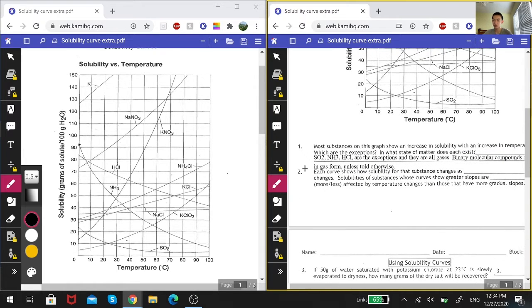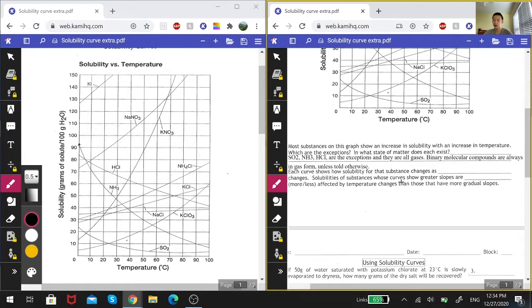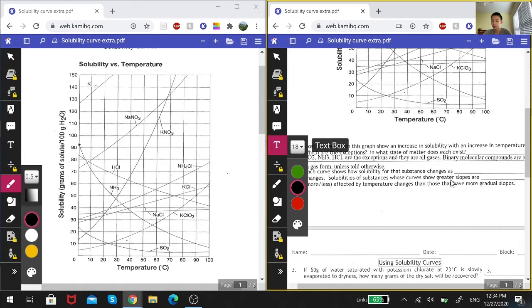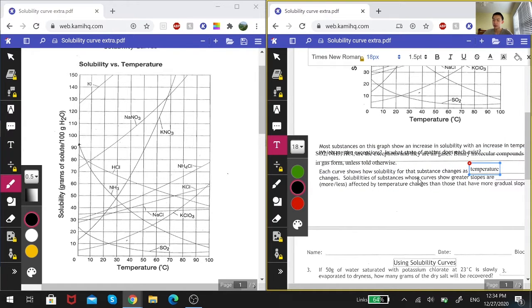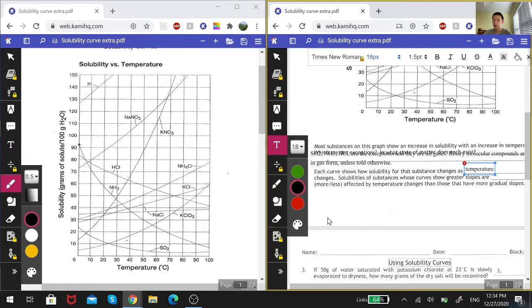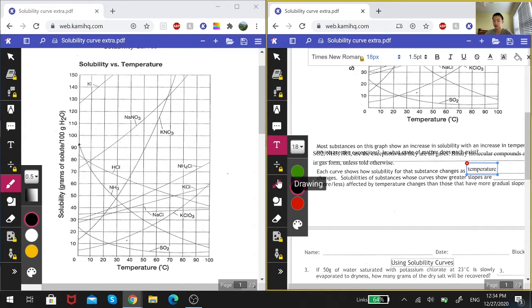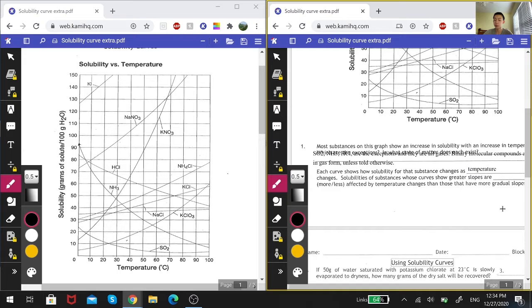Now each curve shows how the solubility for that substance changes as temperature changes. So what goes here is temperature. Now, are solubilities of substances whose curves show greater slopes more affected or less affected by temperature? Greater slope means more affected.